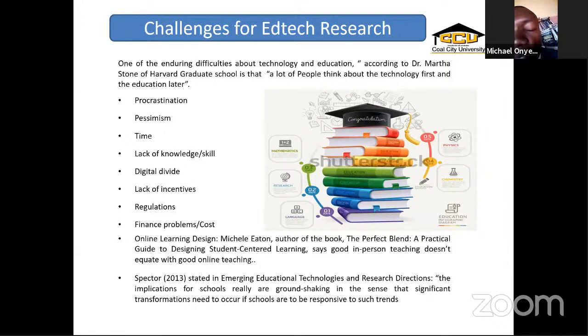Then, according to Spector 2013, on emerging educational technologies and research directions, the implications for schools really are groundbreaking. It is significant that transformation needs to occur if schools are to be responsive to the need. So what Spector was trying to say is that it is important that schools transform themselves to be able to respond to the need for emerging technology research, which is very, very important.